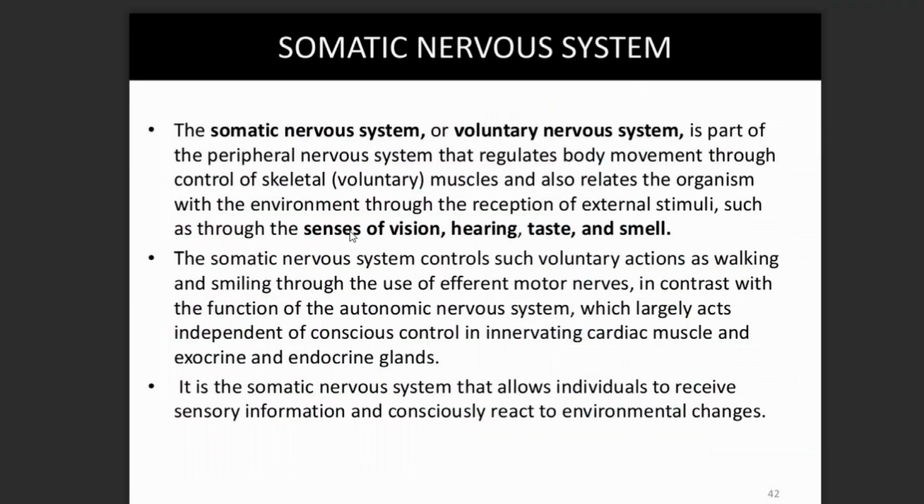The second one is the somatic nervous system. What is the somatic nervous system? It is a motor nervous system which controls only the skeletal muscles. It is also called the voluntary nervous system. It regulates body movement through control of skeletal voluntary muscles. It also relates the organism with the environment through the reception of external stimuli such as vision, hearing, taste, and smell.